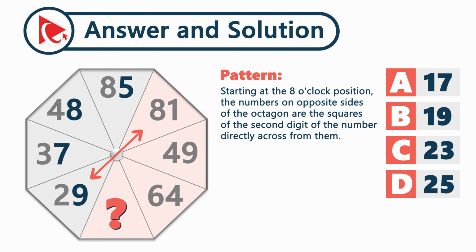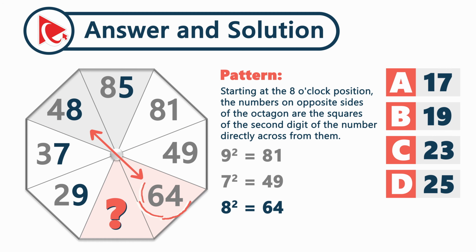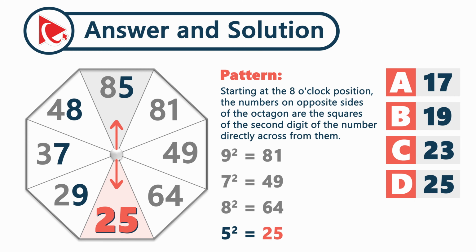We started with the number 29 at 8 o'clock. Second digit in 29 is 9. 9 squared is 81, and 81 is exactly the number at 2 o'clock. Let's continue around the clock to verify the pattern. The second digit in 37 is 7. 7 squared is 49. Second digit in 48 is 8. 8 squared is 64. And now is the magic time to calculate the missing number. The second digit of 85 is 5, and 5 squared is 25. So the correct answer here is choice D, 25.